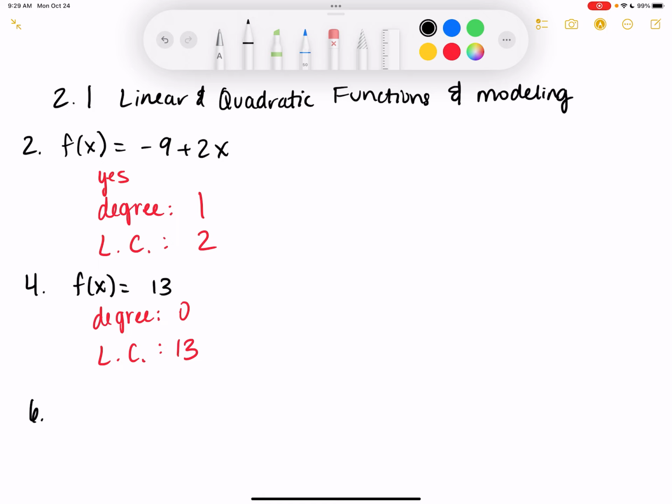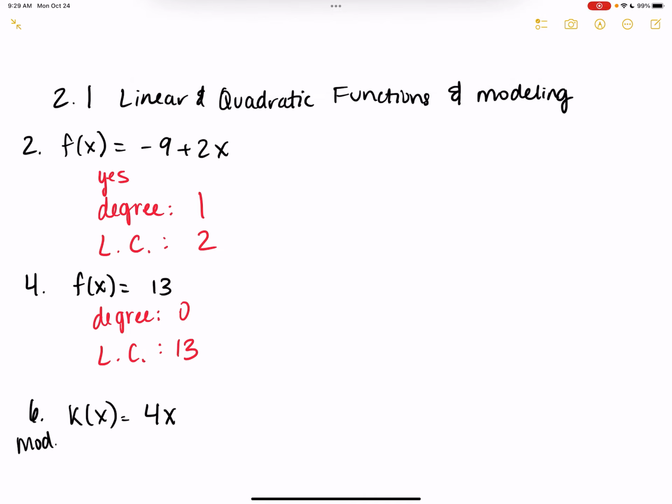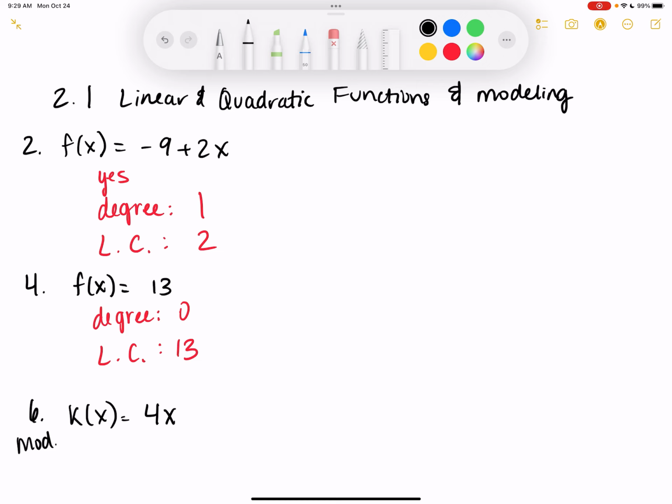Number 6. I'm going to modify this problem a little bit. K of x, but f of x, and now it's a different variable. It doesn't matter. You can leave it as f of x. It can be your modification to the problem. 4x minus 5x to the negative 2.